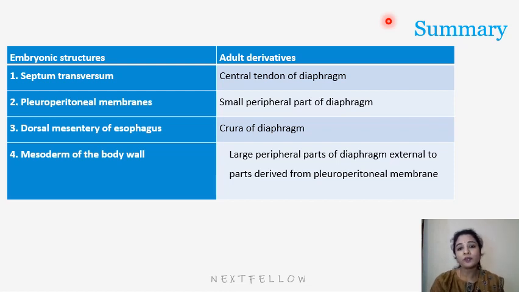So the descent of the diaphragm occurs due to the elongation of the neck, descent of the heart and expansion of the pleural cavities. When the diaphragm descends, it carries its nerve supply with it. Hence the diaphragm is supplied by the phrenic nerve. Since the peripheral parts of the diaphragm develop from the lateral body wall, it also receives sensory innervation from the lower intercostal nerves. So this is the summary of the development of the diaphragm, embryonic structures and adult derivatives.